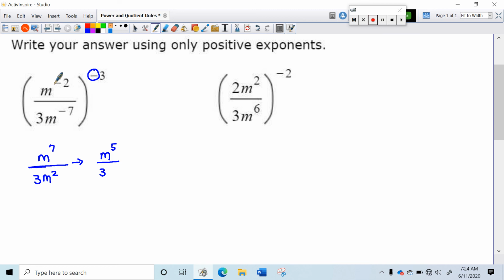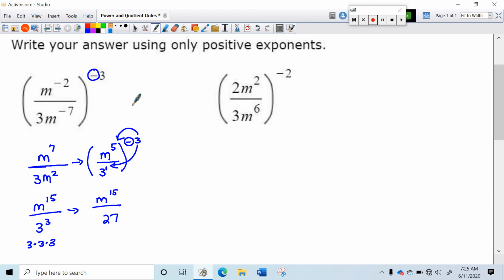Okay, so that entire parentheses there is now simplified. Now we have it to the negative third power. I'm going to ignore the negative for now and just distribute the 3. And when you distribute, you multiply. So 5 times 3 is 15. And this is a 1 here, so you've got to distribute the 3 to the denominator as well. You've got a base of 3, and 1 times 3 is 3. So I've got m to the 15 over 3 cubed is 3 times 3 times 3, which is 27.